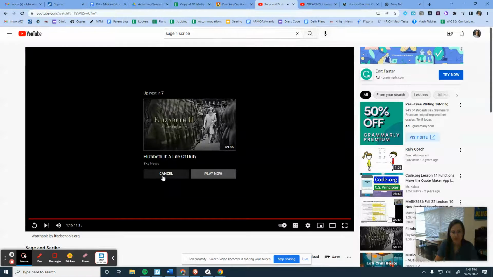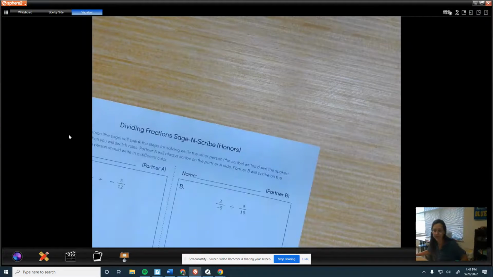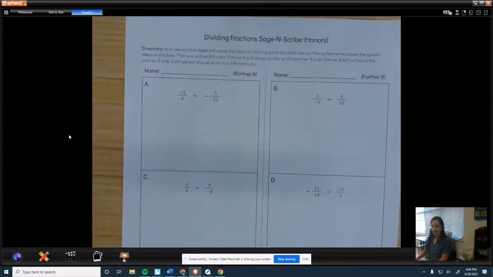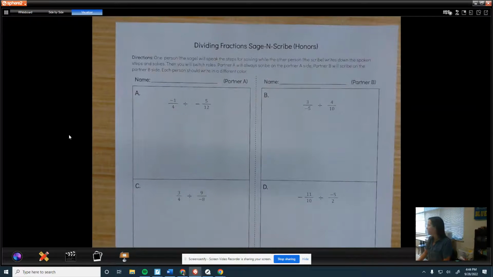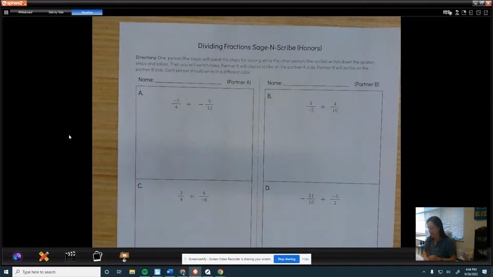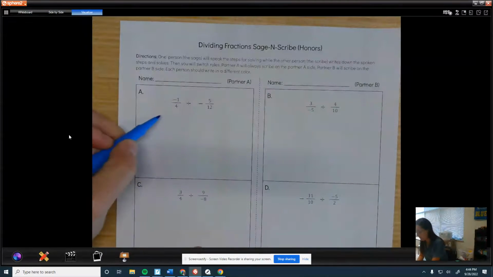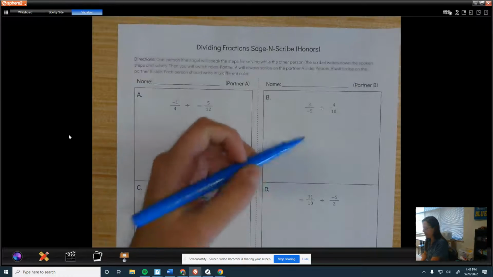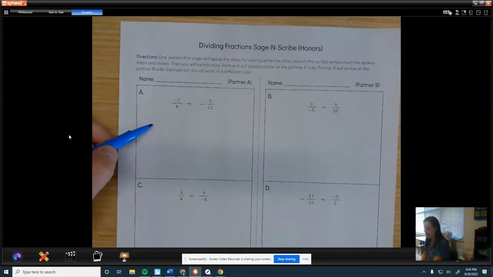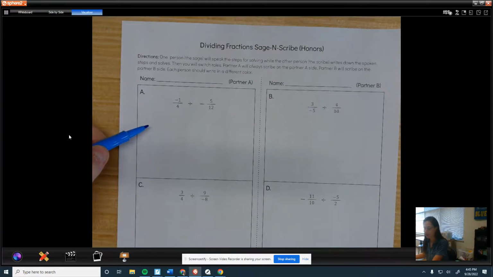All right, so you guys are going to have to pair up in a couple minutes. And each pair is going to get a worksheet. So you guys are going to share this worksheet. One of you is going to be partner A, one of you is going to be partner B. So partner A will solve the problems on this side. Partner B will solve the problems on this side. But like it said in the video, the person that's not writing will be the sage. So they're the one that's talking.